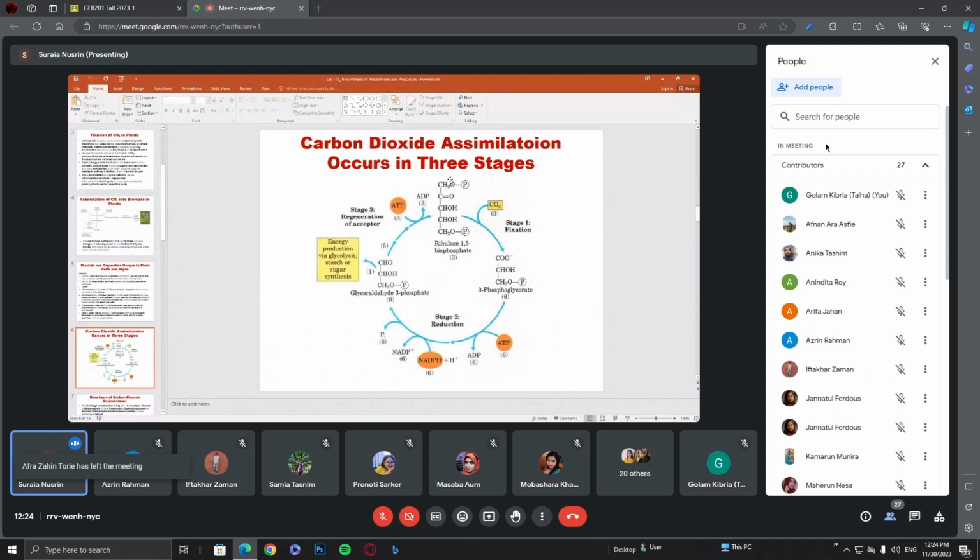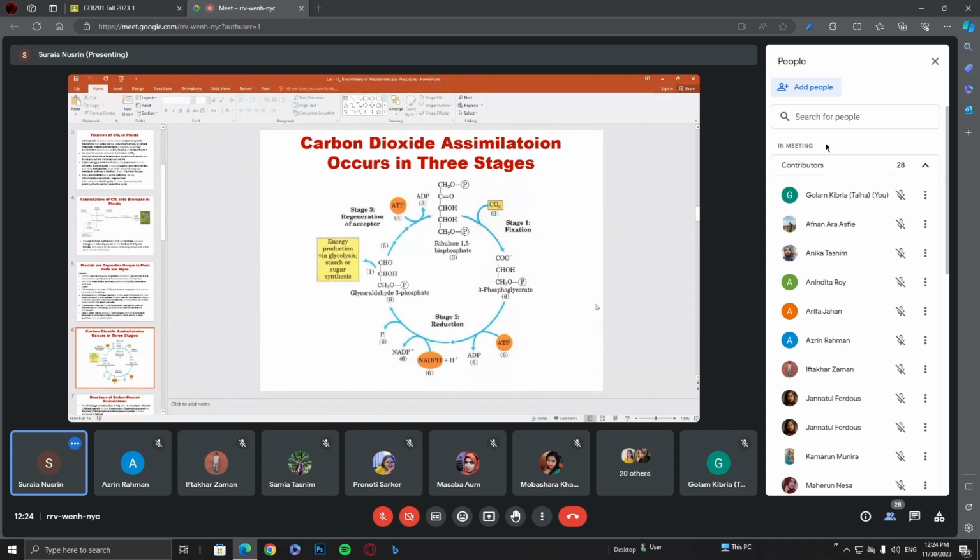So this is the acceptor molecule of carbon dioxide, and when the carbon dioxide condenses with it, obviously an enzyme is doing this reaction. The name of the enzyme, according to the acceptor molecule, is ribulose 1,5 bisphosphate carboxylase and oxygenase. So that means this enzyme has two activities: one is carboxylase activity, another one is oxygenase activity. So that is the fixation step.